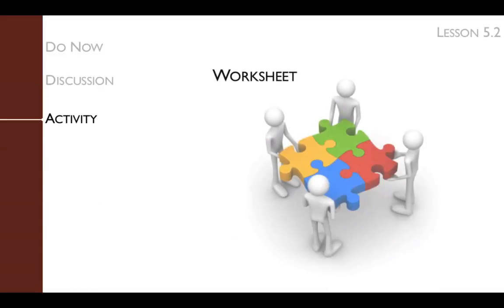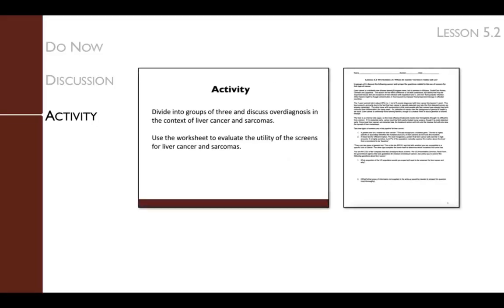In the activity, students will work in small groups and evaluate the utility of 2 hypothetical new screens for liver cancers and carcinomas. Students should answer the questions on Worksheet 5.2 that will prompt them to consider which screens are appropriate for certain patients. They will also compare their attitudes about the screens to government policy. Note that the false positive and false negative percentages listed in the activity are invented.